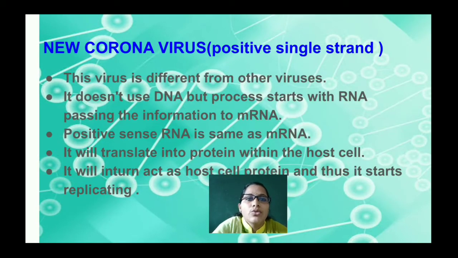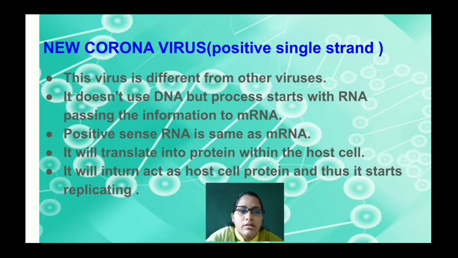So let's understand the new coronavirus, which is a positive single strand. This virus is different from other viruses. How? It doesn't use DNA, as we had said that DNA sends the signals to the RNA. From there it sends to the ribosomal site, which is the site of protein synthesis. So you can see that positive sense RNA is the same as messenger RNA. The major thing we should see is that in the new coronavirus there is a positive sense RNA that will act the same as messenger RNA in human beings.